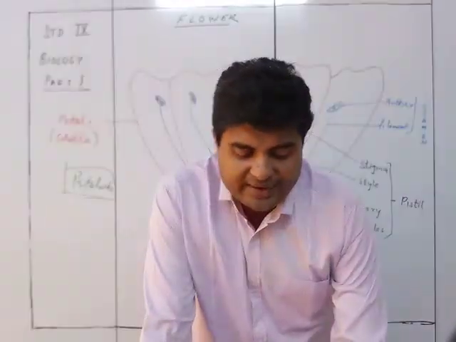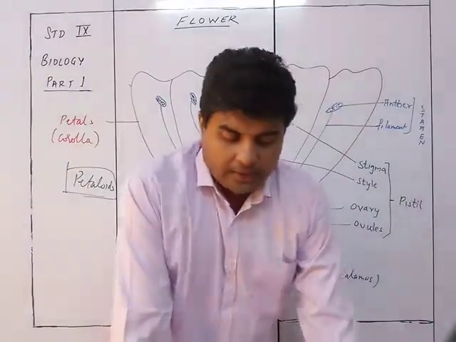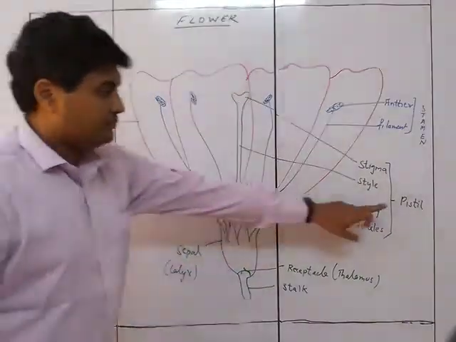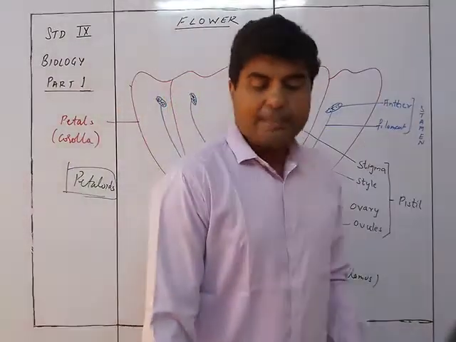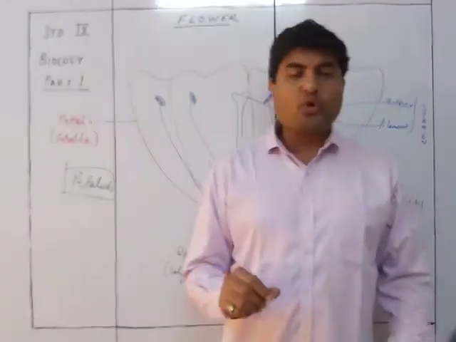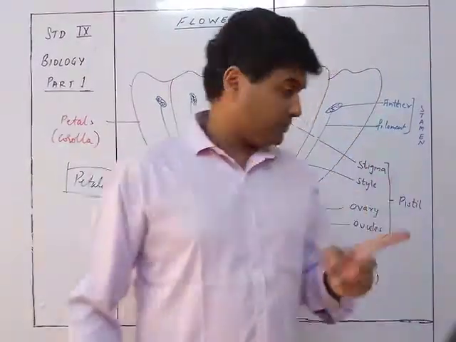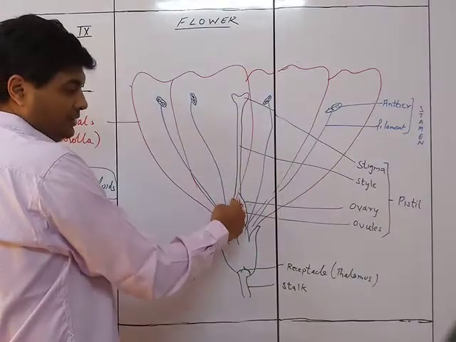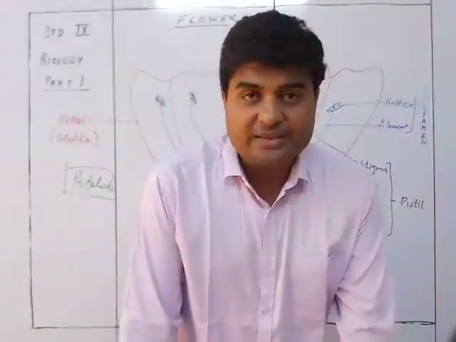The next one we see is gynoecium or carpels. That's the female part. Gynoecium is also known as pistil. It is composed of one or more carpels. Each carpel consists of 3 parts: stigma, style, and ovary.